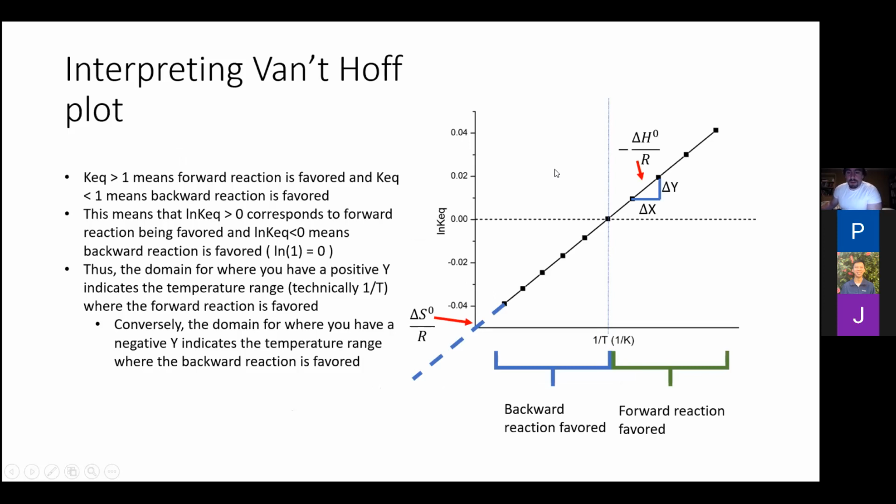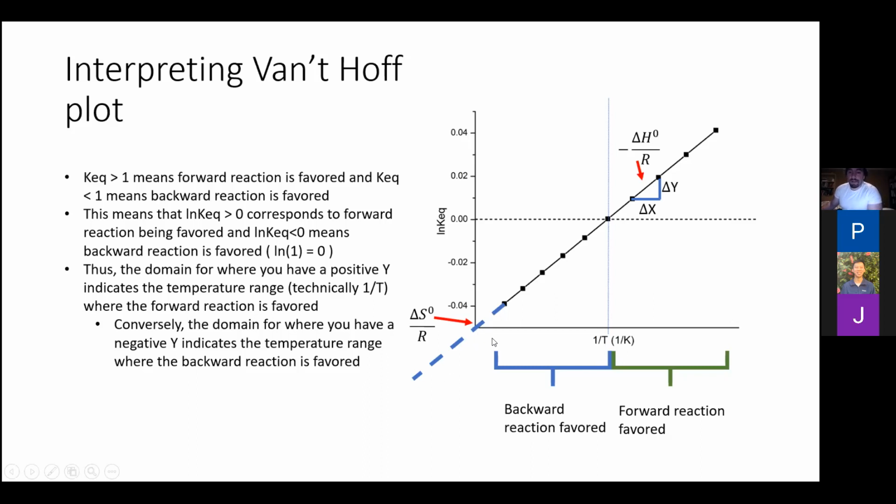So here is a sample plot. By definition, K eq greater than 1 means the forward reaction is favored, and K eq less than 1 means the backward reaction is favored. The log of 1 is 0, so if ln K is greater than 0, that's favorable, and ln K less than 0 means the backward reaction is favorable. If you plot these points, you can extrapolate and find the y-intercept.